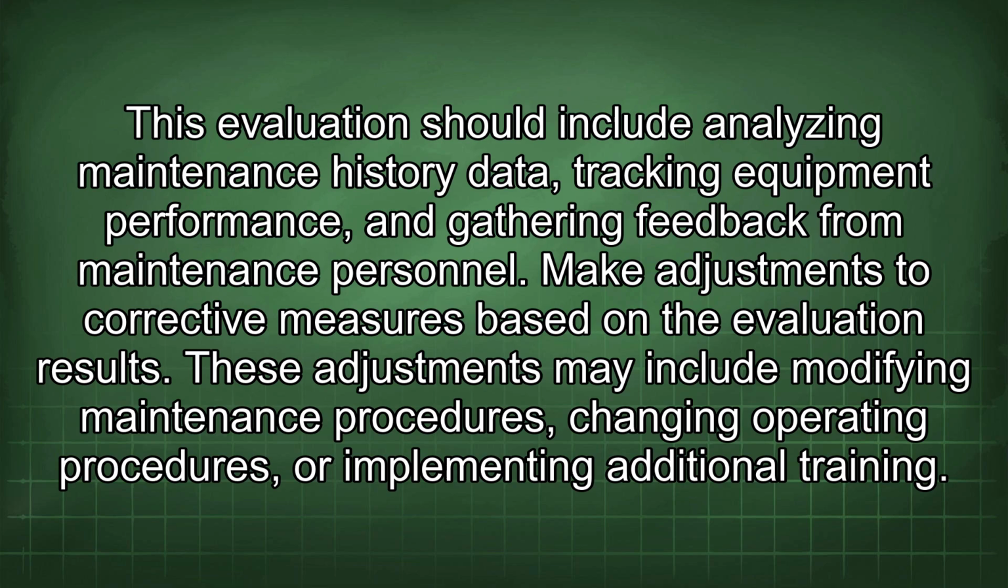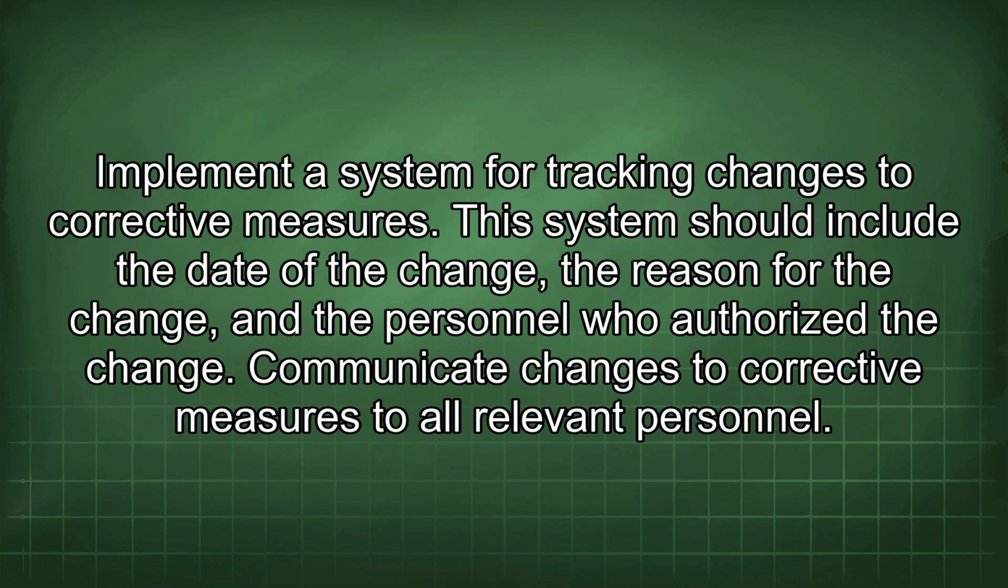Make adjustments to corrective measures based on the evaluation results. These adjustments may include modifying maintenance procedures, changing operating procedures, or implementing additional training. Implement a system for tracking changes to corrective measures. This system should include the date of the change, the reason for the change, and the personnel who authorized the change. Communicate changes to corrective measures to all relevant personnel.